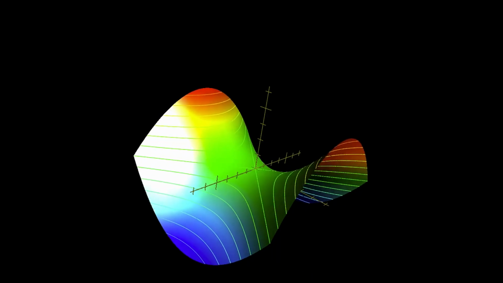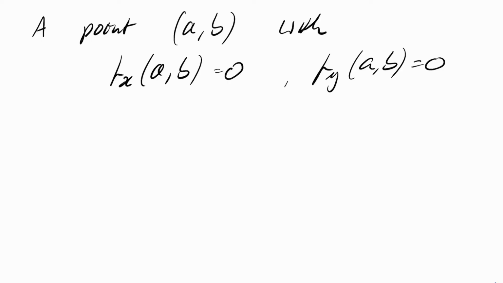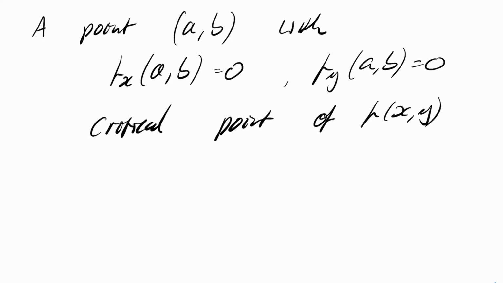So in 3 dimensions then, this 2-dimensional surface has a new type of feature called a saddle point, and it doesn't correspond to a maximum or minima. In general, where the derivatives are both equal to 0, we have either a maximum or a minimum or a saddle point. The general expression for a type of point like this, where the first derivative in the x and y directions is both 0, is a critical point of the function.